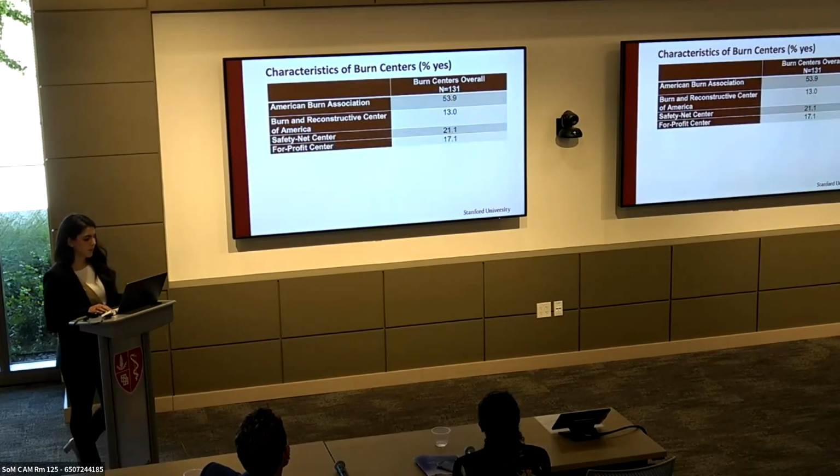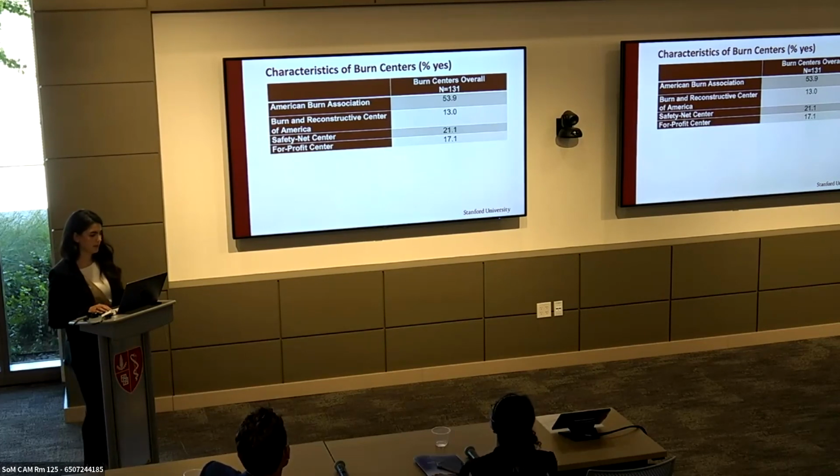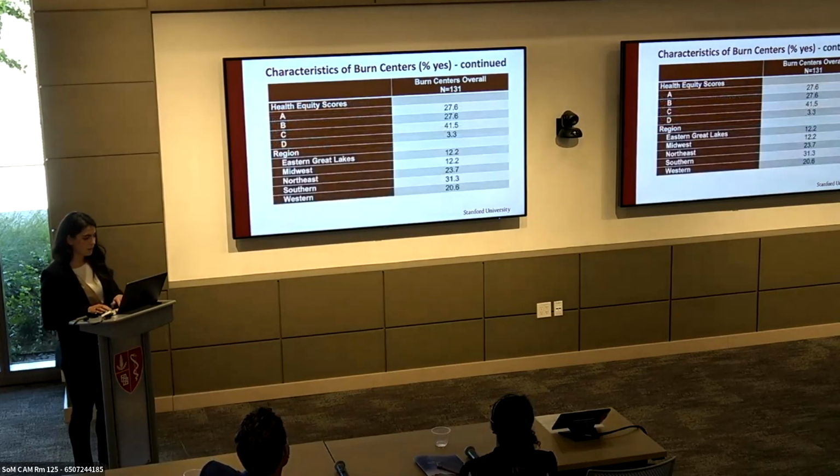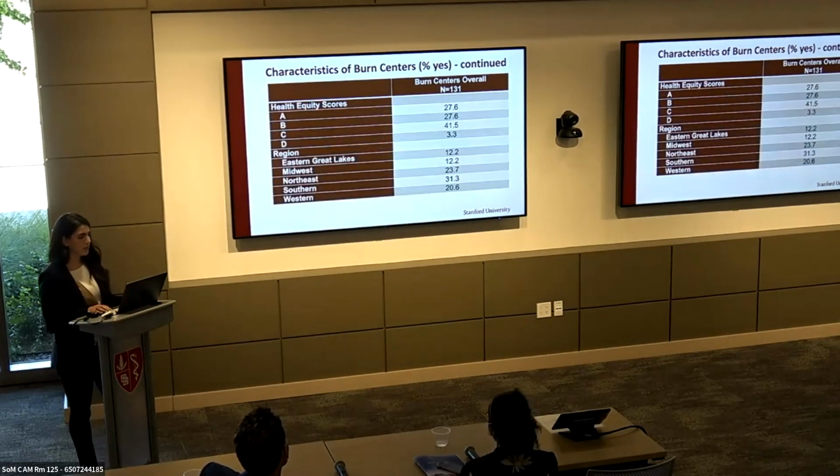This table shows the proportion of burn centers by ABA, BRCA, for-profit, and safety net status. You can see here about half of the centers included in this study are ABA verified at 53.9%. And here we see the breakdown by health equity score. A is the best, D is the worst, with the majority, 41.5%, earning a health equity score of C. And here's also the distribution by region.